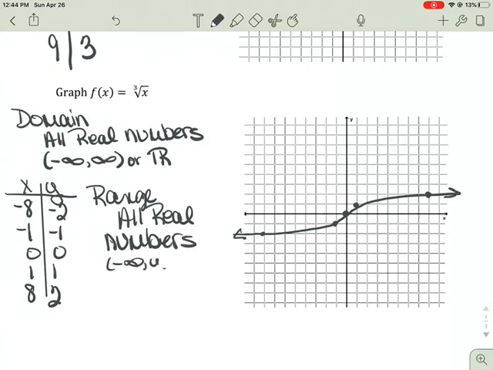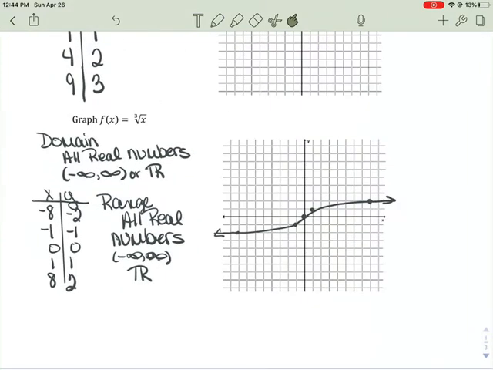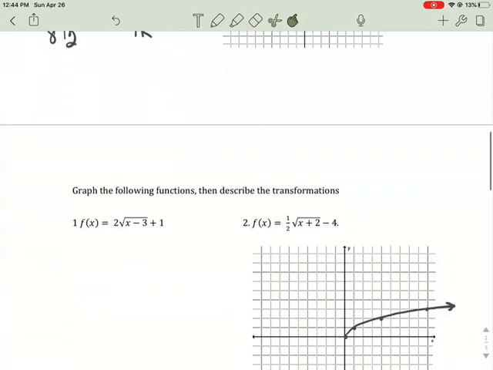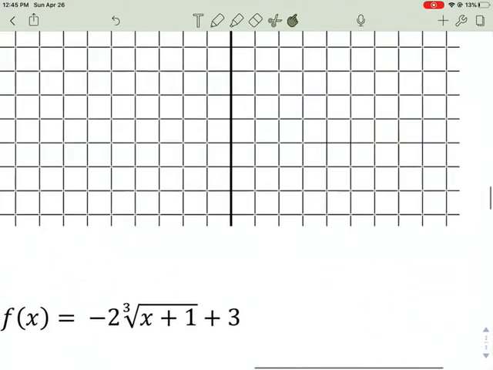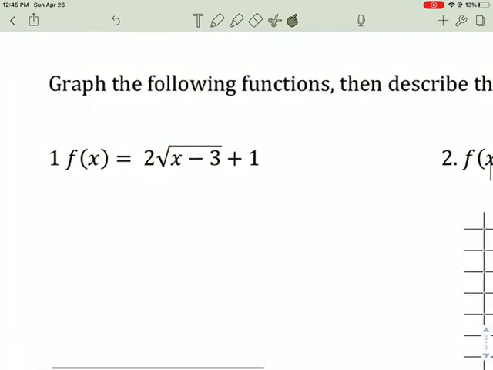Again, you can use the negative infinity to infinity notation. Okay, and all real numbers as well. So there's your y. Okay? All right, so we're going to use this again. We're going to do our transformations with this. So let's take a look at this.